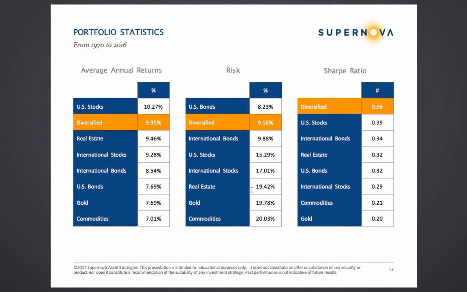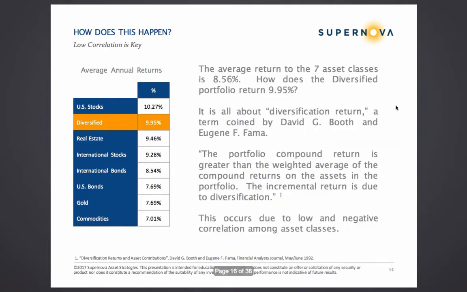Here are the numbers behind the graph we saw previously. That diversified portfolio would have had the second highest average annual returns and the second lowest risk. That leads to the largest Sharpe ratio. Let's just look at average annual returns for a minute, stripping away that diversified portfolio. The average of these 7 asset classes was 8.56%. So how would that diversified portfolio have returned 9.95%?